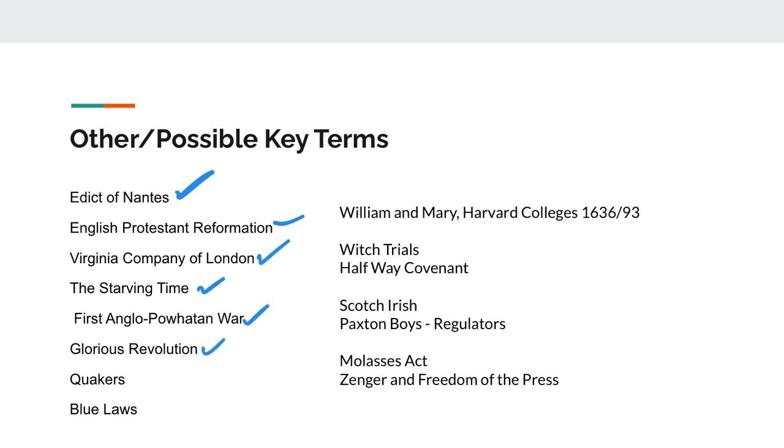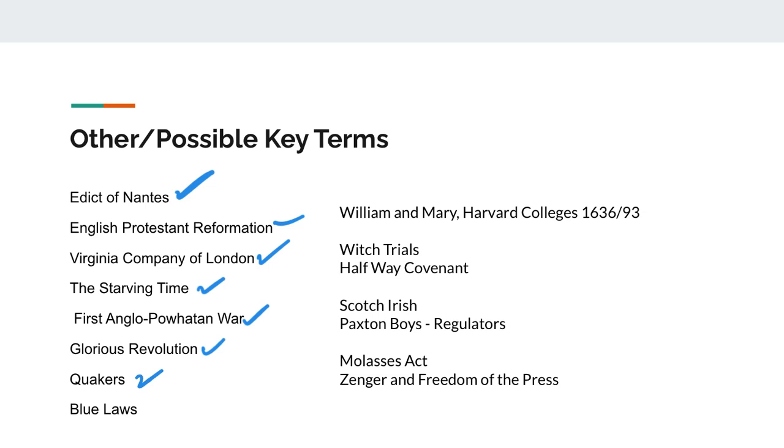Glorious Revolution, where William and Mary come to the throne in England. This is a bloodless rebellion, slightly, and it will be one of the things that's happening during that salutary neglect period. But then they're going to want to start to enforce their laws, which we'll talk about in the next unit. Quakers are going to be one of the religious groups in Pennsylvania that becomes very, very important and prevalent.